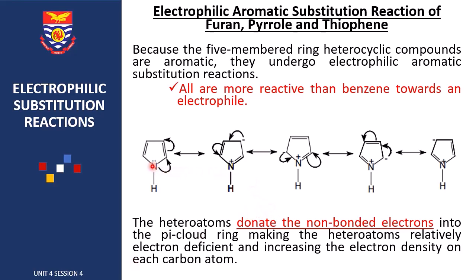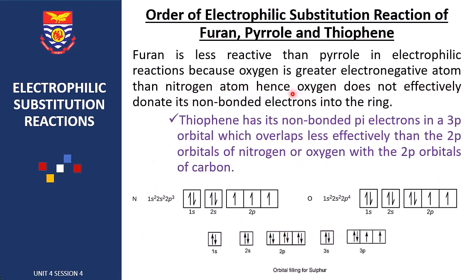So let's use the pointer. You can see that the pi electrons are being donated into the ring, making the carbon atoms electron rich and the heteroatom rather electron deficient, right? So the negative sign is always moving around, making the aromatic ring more electron rich towards an electrophile. So the order of electrophilic substitution: we've already talked about the fact that all these heterocyclics are more reactive than benzene, but among themselves, which is more reactive?